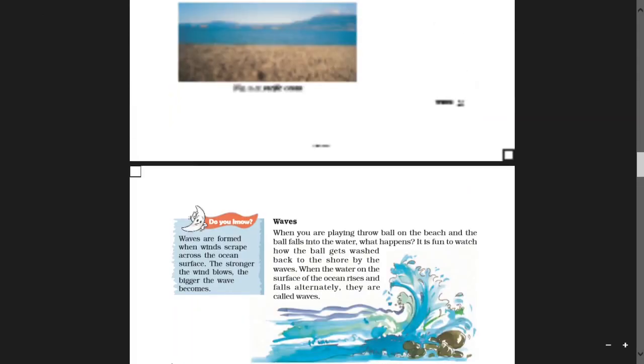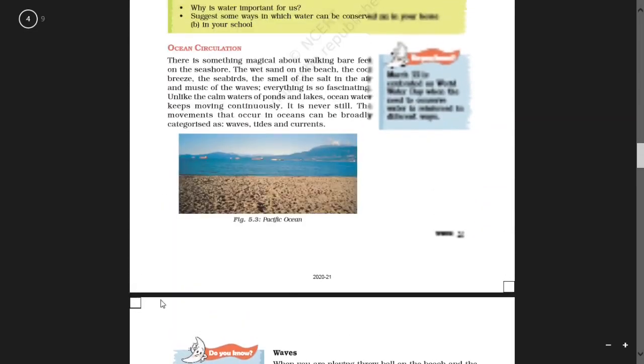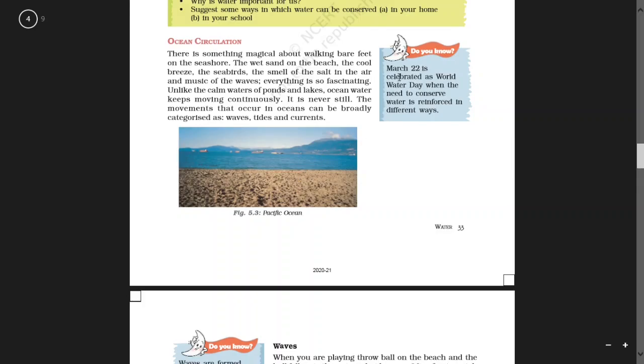Boys, have a look again. There is one important fact given towards the right margin of this page. March 22 is celebrated as World Water Day, when the need to conserve water is reinforced in different ways. So 22nd March is celebrated as World Water Day, okay, boys. That means the need to save water is reinforced in different ways.